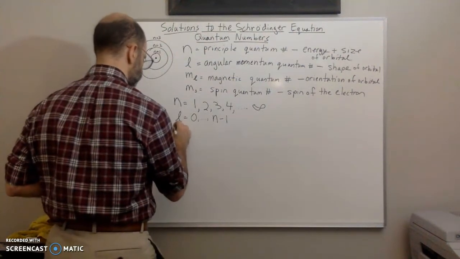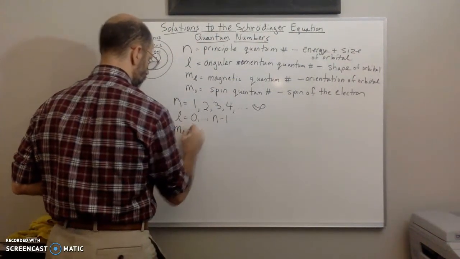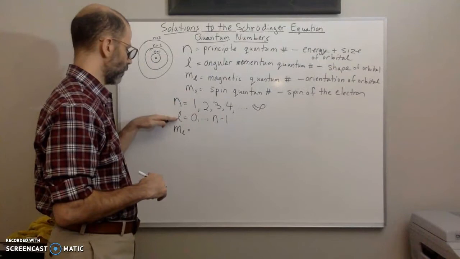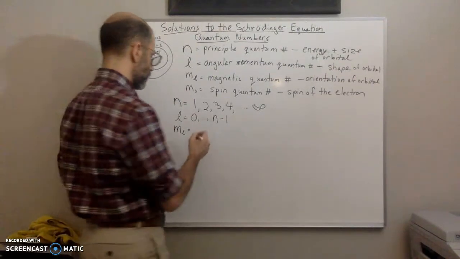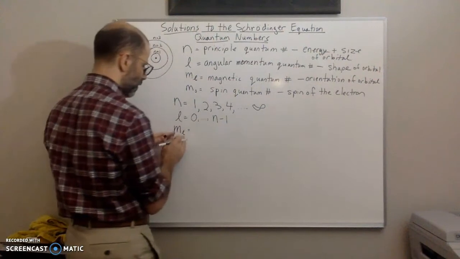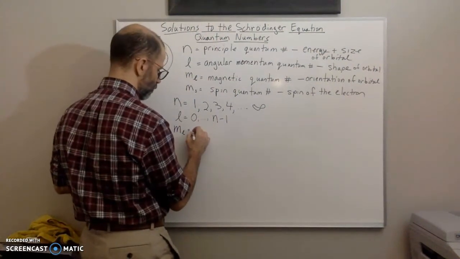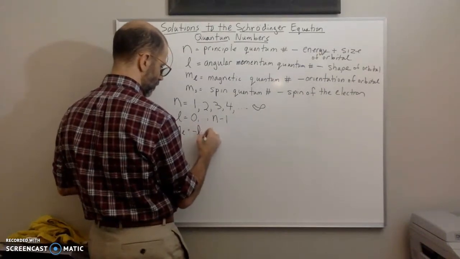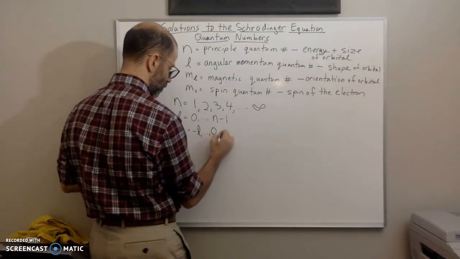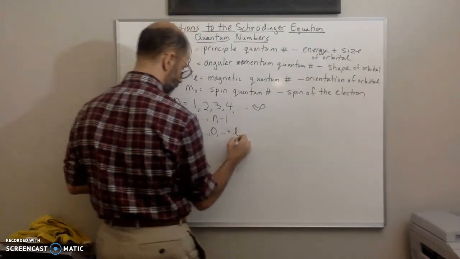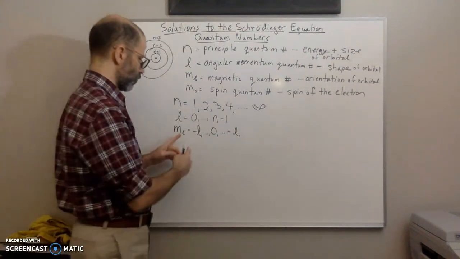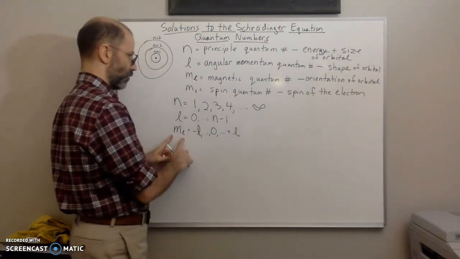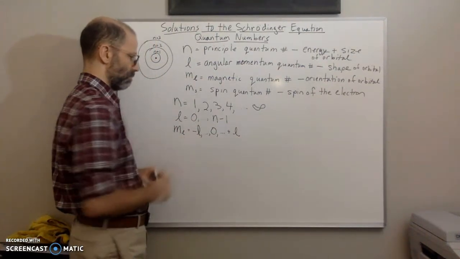Your m sub L values are related to your L values, your angular momentum quantum number. So your m sub L values can have values from negative L to 0, all the way to positive L. So again, your L values limit the range of your m sub L values, your magnetic quantum number. Okay.